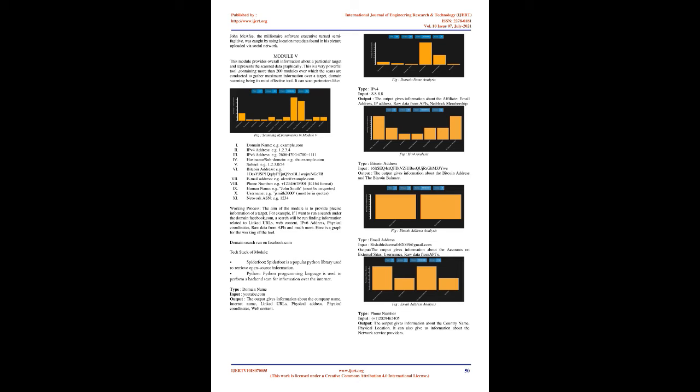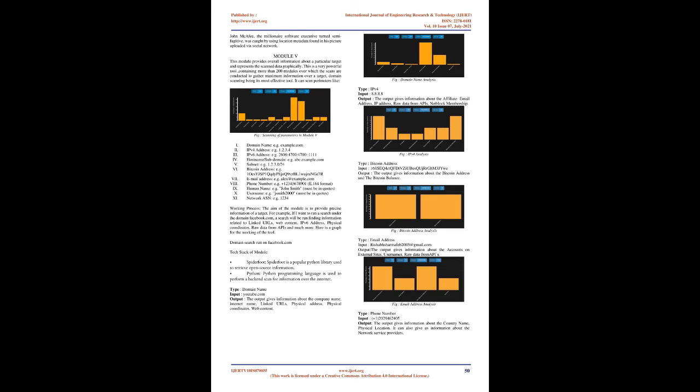Module V. This module provides overall information about a particular target and represents the scanned data graphically. This is a very powerful tool containing more than 200 modules over which the scans are conducted to gather maximum information over a target, domain scanning being its most effective tool. It can scan parameters like network ASN, e.g. 1234.